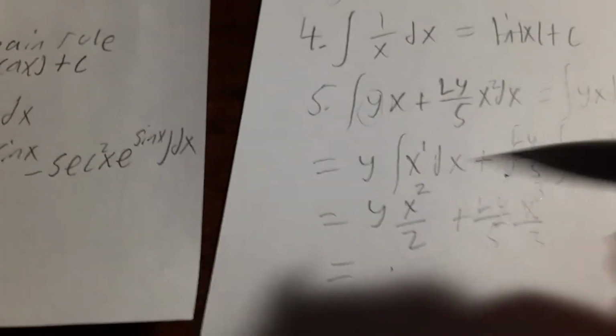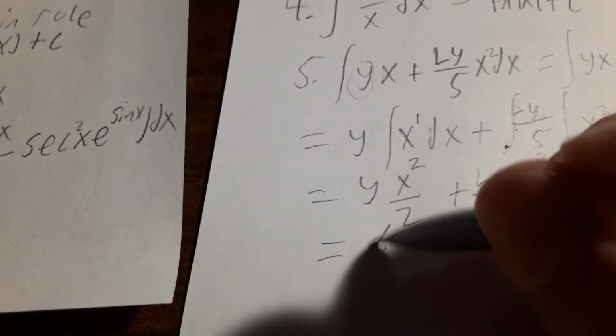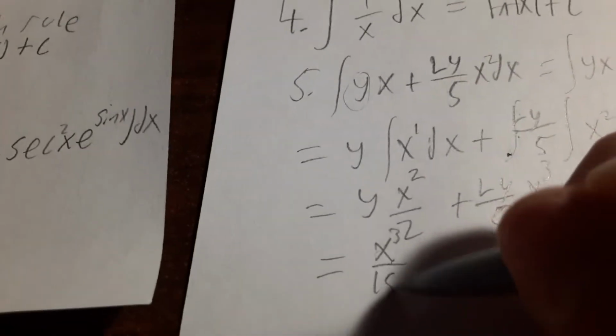So we're not done yet. We can sort of simplify this. We don't have to add our plus c till our final answer. So I'm going to put these in descending powers. This will be x cubed over 5 times 3 is 15.